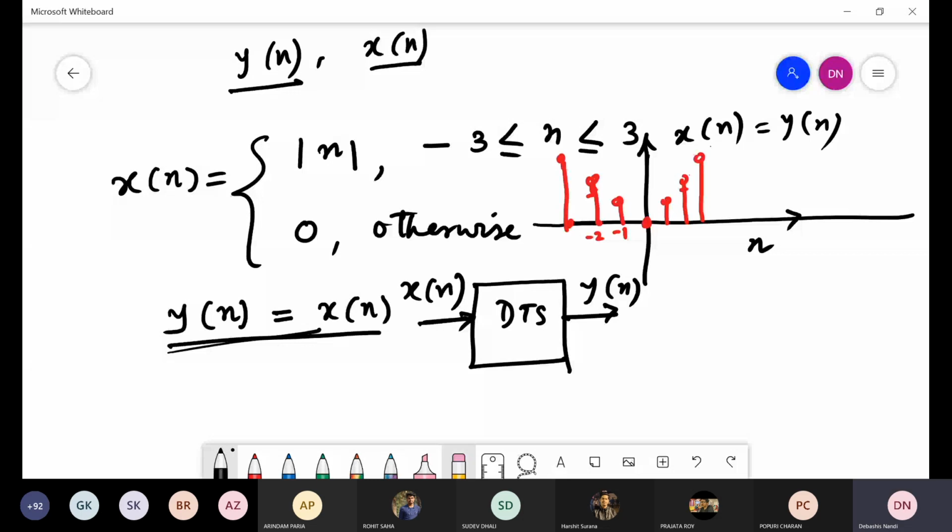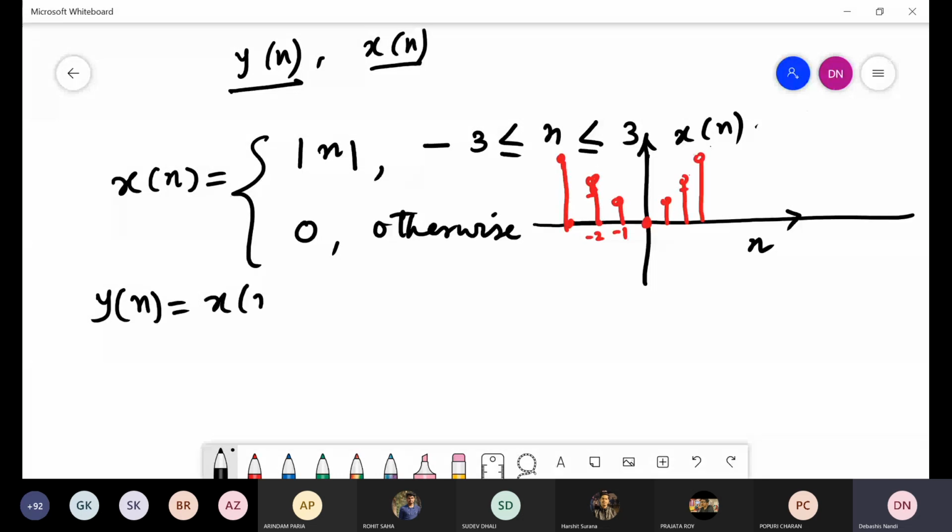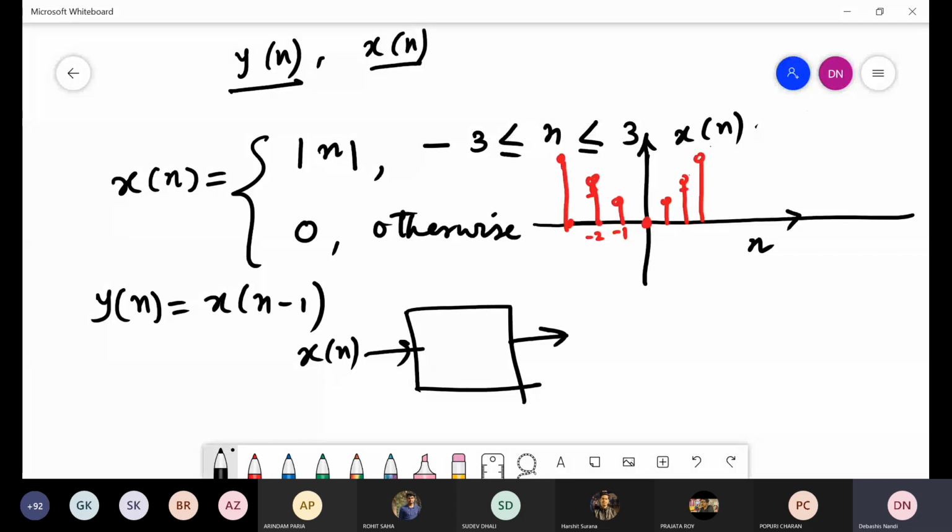But if I define the input-output relationship in a different way, for example, y[n] = x[n-1]. This is one input-output relationship. You know what x[n] is, and at the input of the system you are applying x[n], and at the output you are getting y[n], which is nothing but x[n-1]. That means this discrete time system is providing one sample delay.